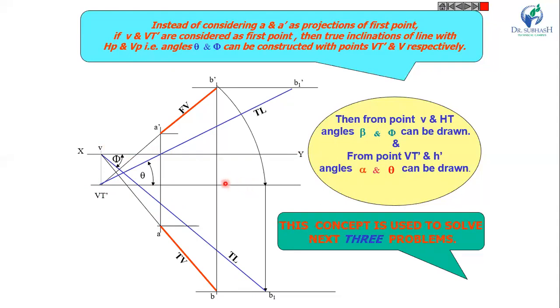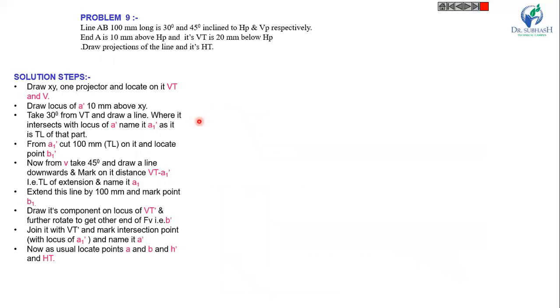Now let us discuss some more examples. Line AB 100 mm long is inclined at 30° and 45° to HP and VP respectively, and A is 10 mm above HP and its VT is 20 mm below HP. Draw projections of the line and its HT, the horizontal trace. Solution steps.